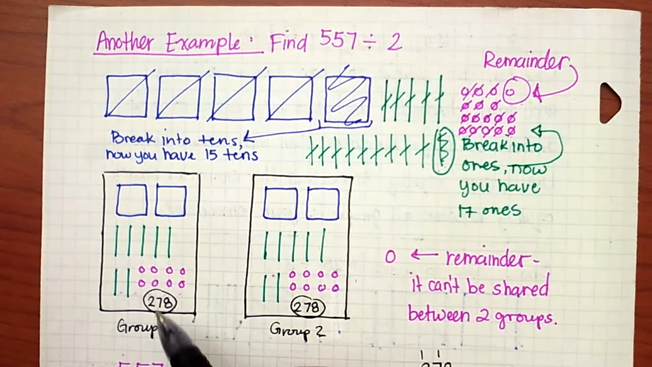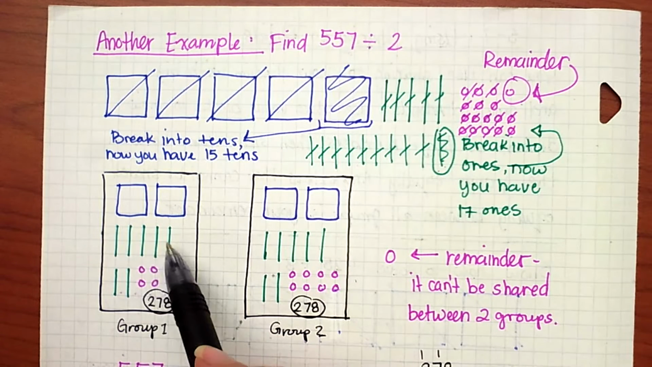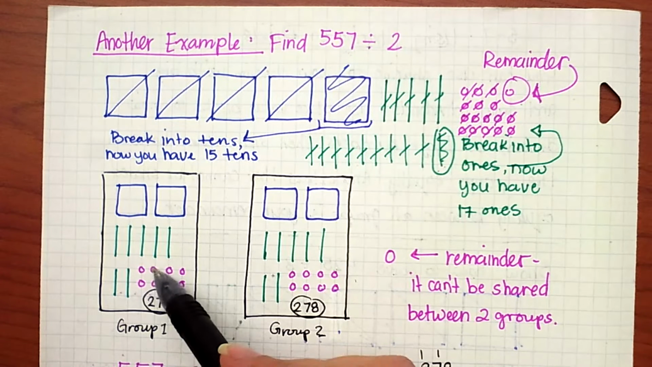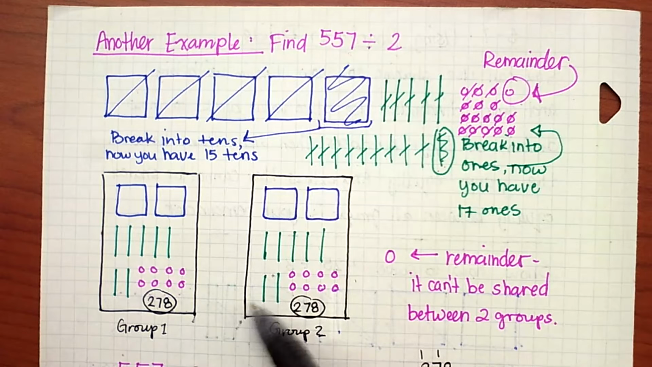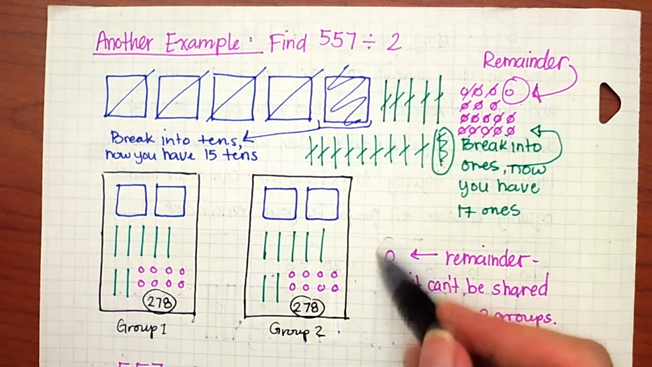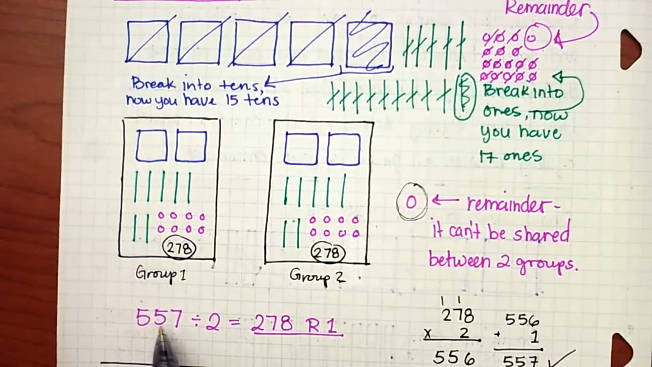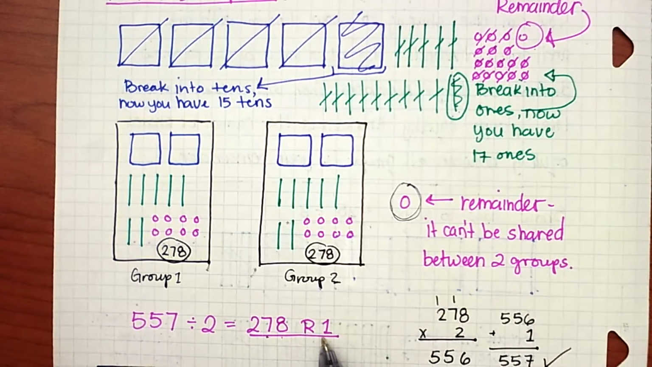Now, if I want to count how much I have in each group, I have 200, 210, 220, 230, 240, 250, 260, 270, 272, 274, 276, 278. So each one of my groups has 278 in it with 1 left over. So 557 divided by 2 is going to give me 278 with a remainder of 1.